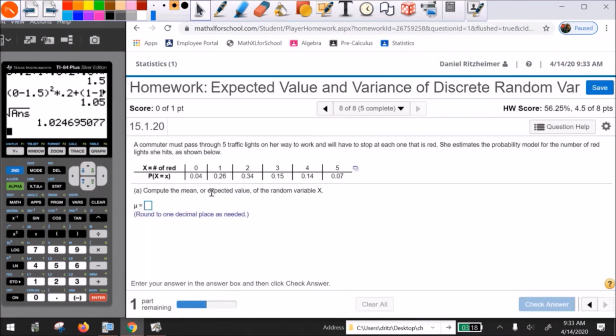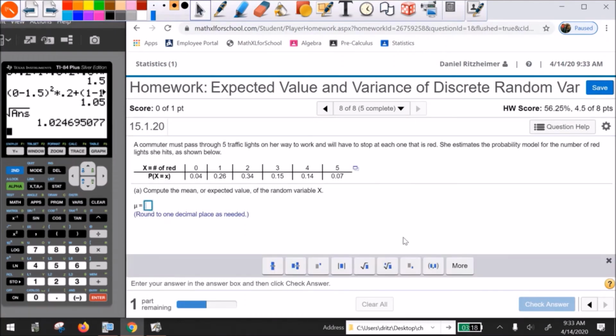Find the mean or expected value. This one's asking us to find the mean. It's the exact same problem, really. So I'm going to do this last problem, and feel free to skip through these if you know how to do them. You don't have to watch the entire videos if you know what you're doing. This is just to help you if you get stuck along the way.